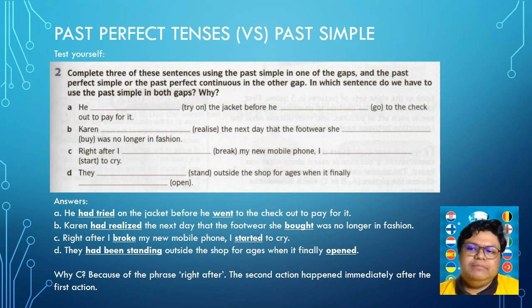Okay, last one. Okay, this one we have to use past perfect continuous for the first gap. Okay, sebab it is trying to highlight the length. Okay, kita trying to highlight how long they had to stand. Okay, they had been standing outside the shop for ages when it finally opened. Okay, so the second one must be in simple past tense. Alright.